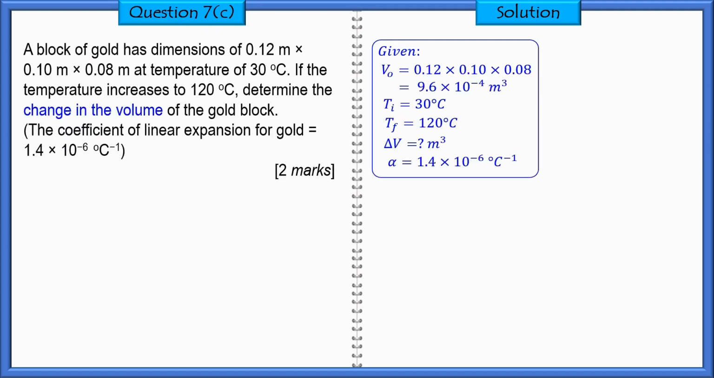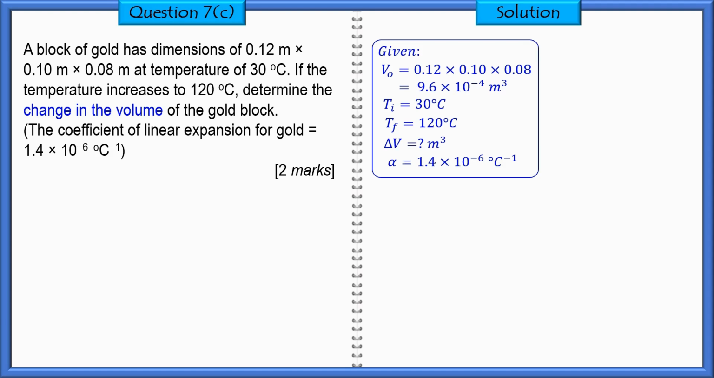Question 7c. A block of gold has dimension of 0.12 meter times 0.1 meter times 0.08 meter at a temperature of 30 degrees Celsius. If the temperature increased to 120 degrees Celsius, determine the change in the volume of the gold block. Given the coefficient of linear expansion for the gold is 1.4 times 10 power negative 6 per degree Celsius. Firstly, this is all the information given. From the dimensions, the initial volume for the gold block is 9.6 times 10 power negative 4 meter cube.